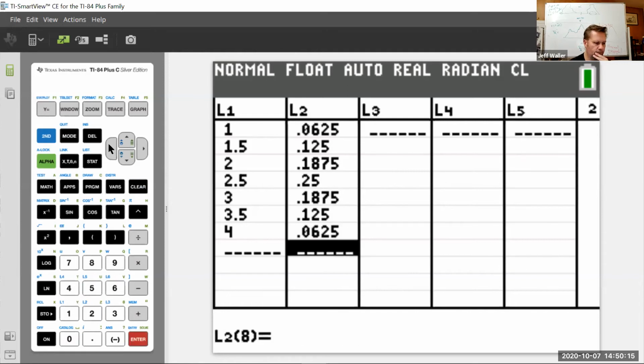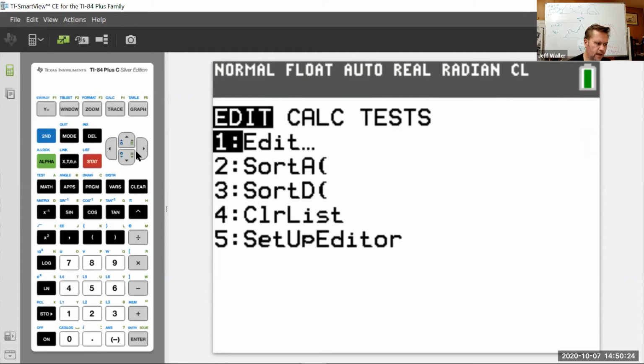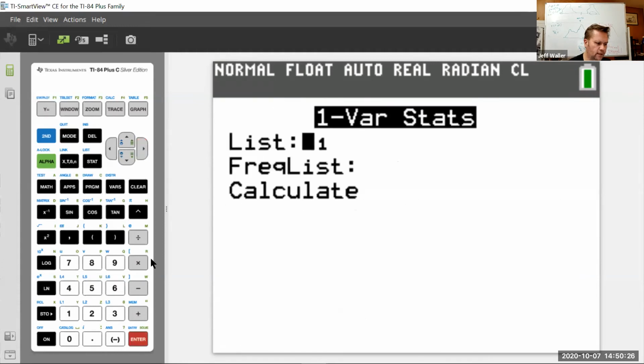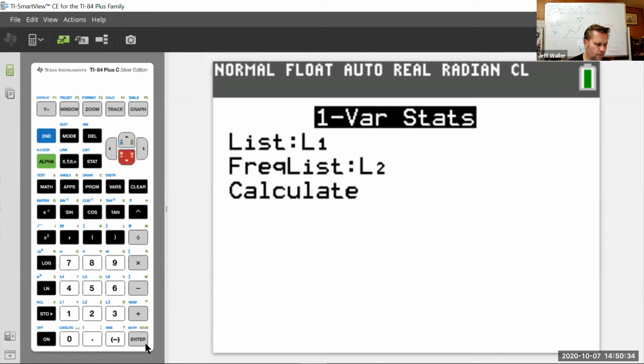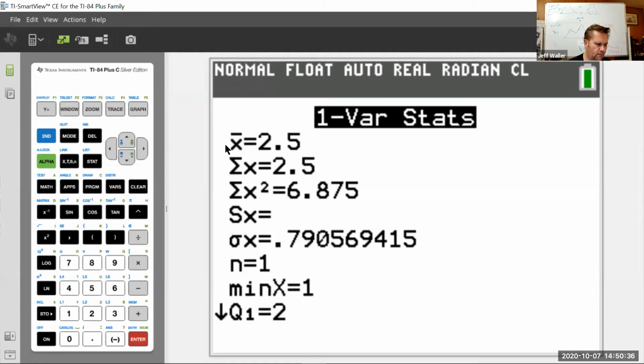There we go. So I think I showed you the shortcut before. If I do stat calc 1 var stats and I tell it the frequency list is L2, that's my X's and my P of X's, it'll tell me the mean and the standard deviation. So that's where I got those from on the sheets.